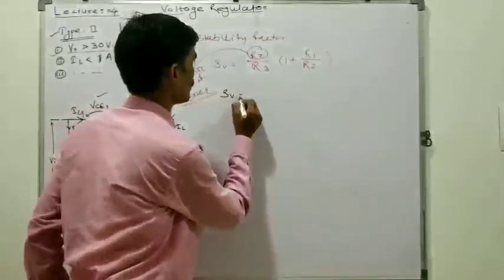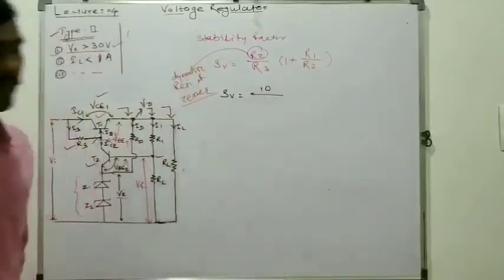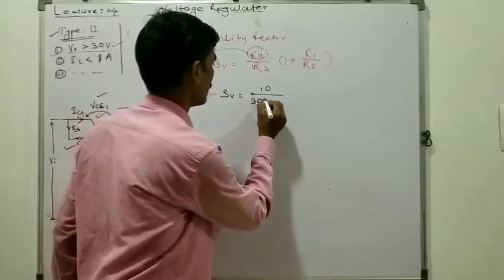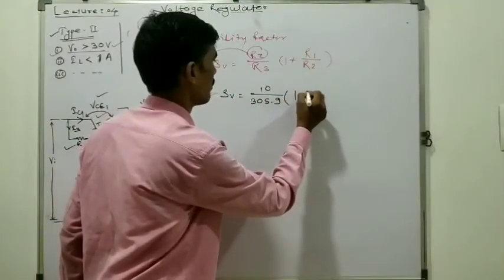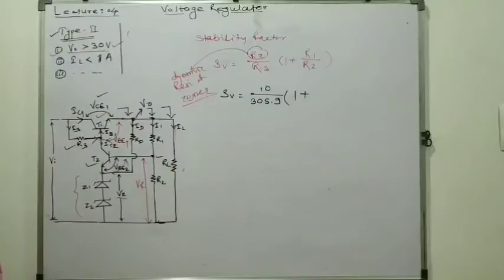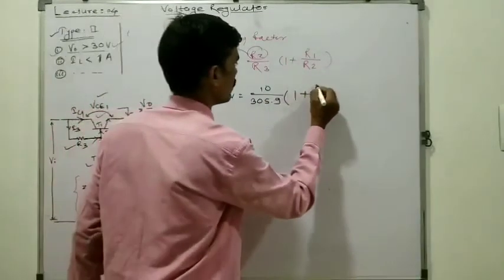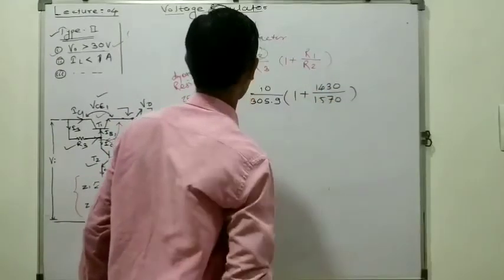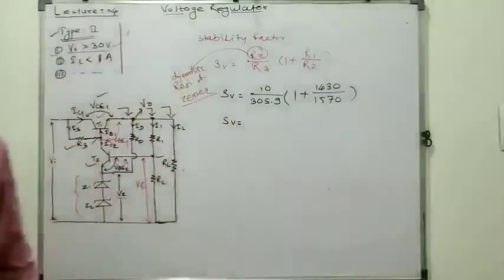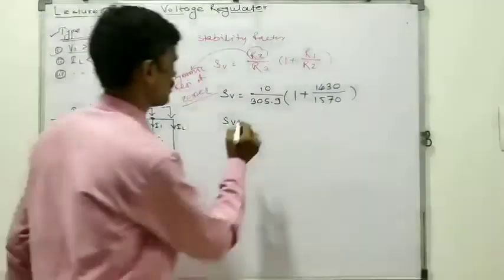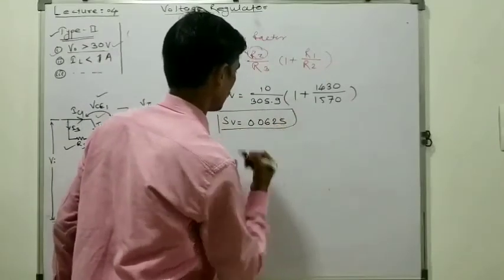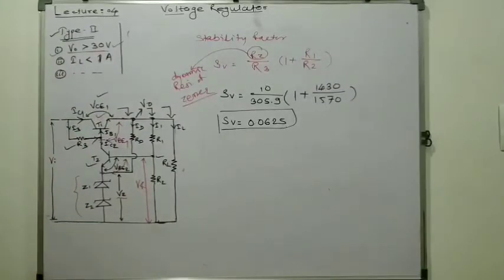So SV is equal to 10 divided by, what is the value of R3? The value of R3 is 305.9, multiplied by 1 plus, what is the value of R1? R1 is 1430, and this is R2, 1570. So finally we are getting the stability factor SV is equal to 0.0625. So this is the stability factor.